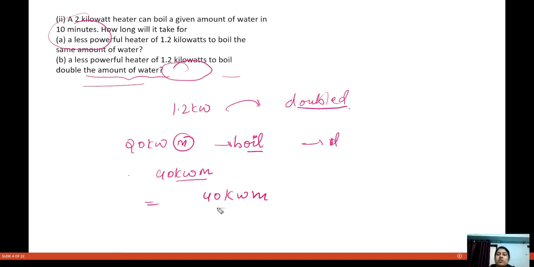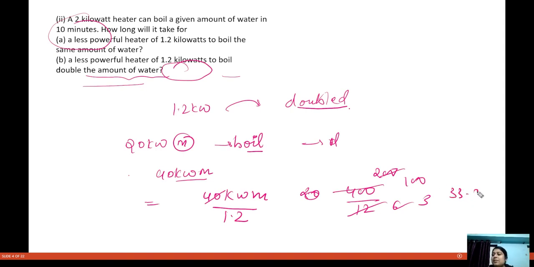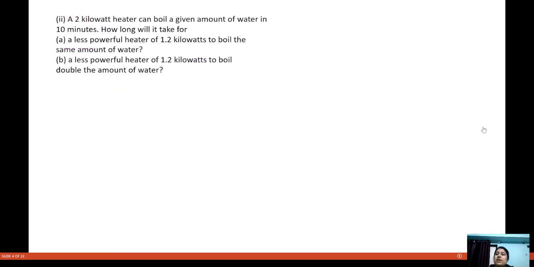So 40 kilowatt minute divided by 1.2, how much are you getting? Or you can do 400 by 12. Now this will be just double the amount in minutes. So this will become 200 by 6, which is 100 by 3, and this will become 33.33. So 33.33 minutes you will need. This is how we do this question.